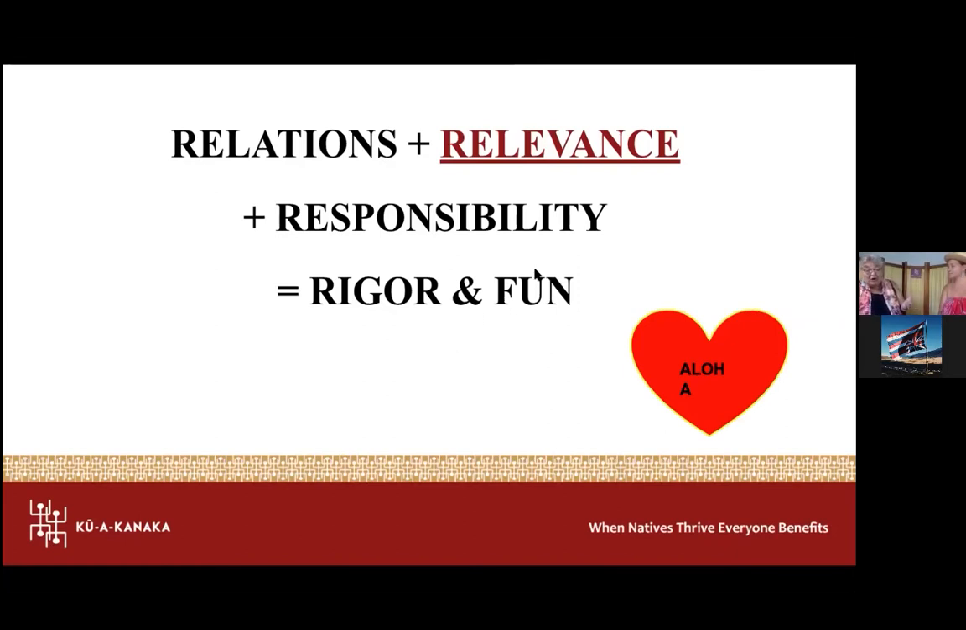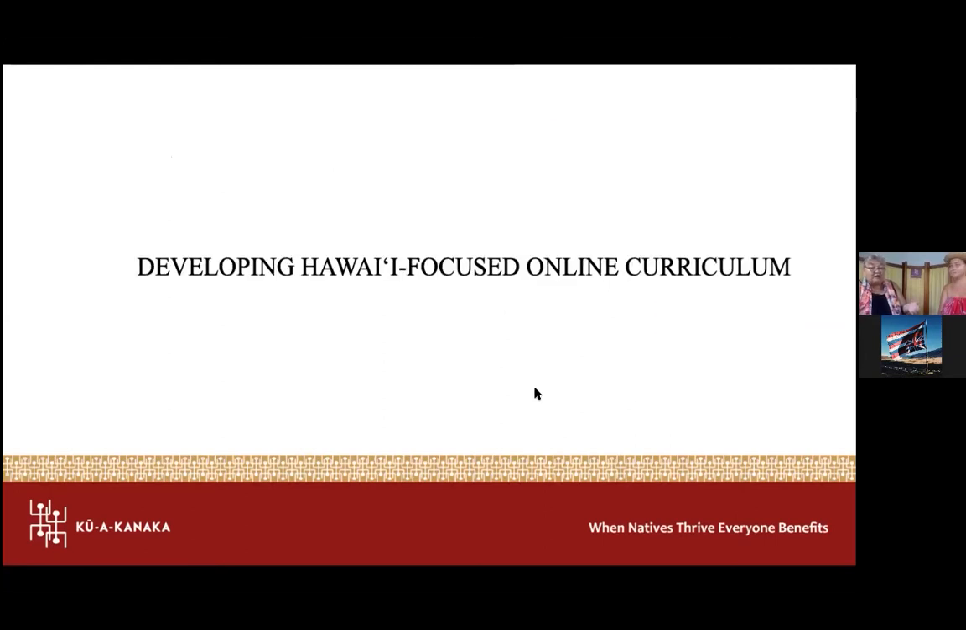The next part that is really important is that the curriculum is relevant, that it makes sense. And then the third part is that students have to learn that they have a kuleana to their learning. When we do these three things, start with strong relations, make sure what we're teaching is relevant, and make sure that the students understand their kuleana, then we're going to end up with things that are rigorous, whether it's academic or cultural rigor, and hopefully if we do it right, we should also have fun in the process.